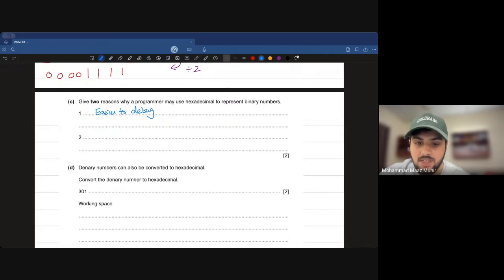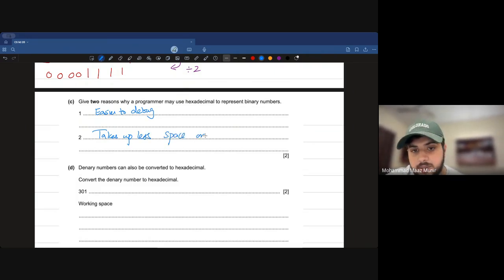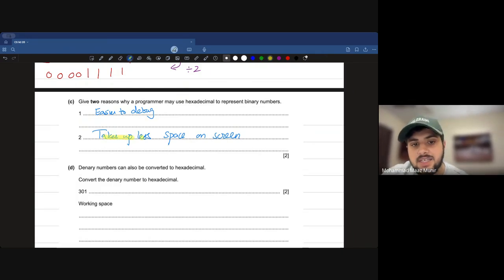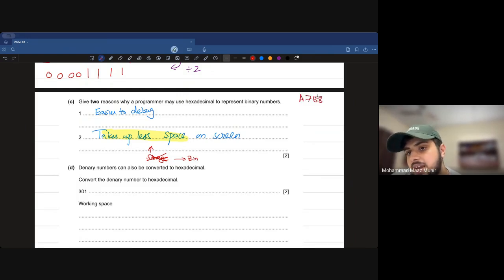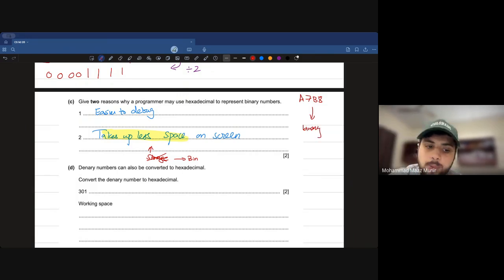So the way Ramin mentioned it, if you want to make that point, you would say that it takes up less space on screen, and this would be 100% correct. If someone just writes that it takes up less space, the examiner can assume you're talking about storage, and that's irrelevant because in storage everything is in binary. Even if you write a code in, let's say, A7B8, this eventually would be converted into binary. So in the memory it won't make any difference.